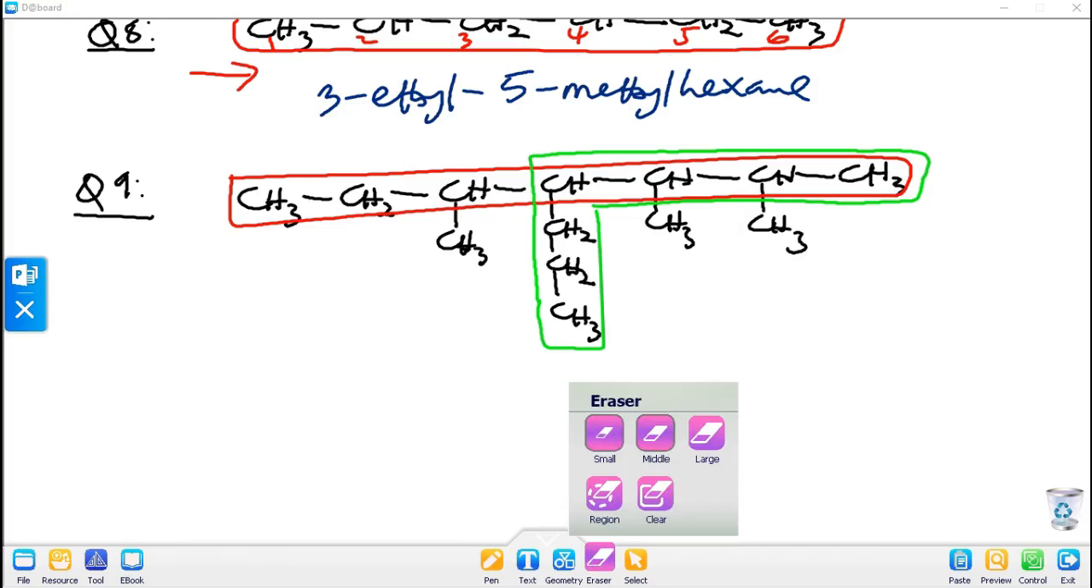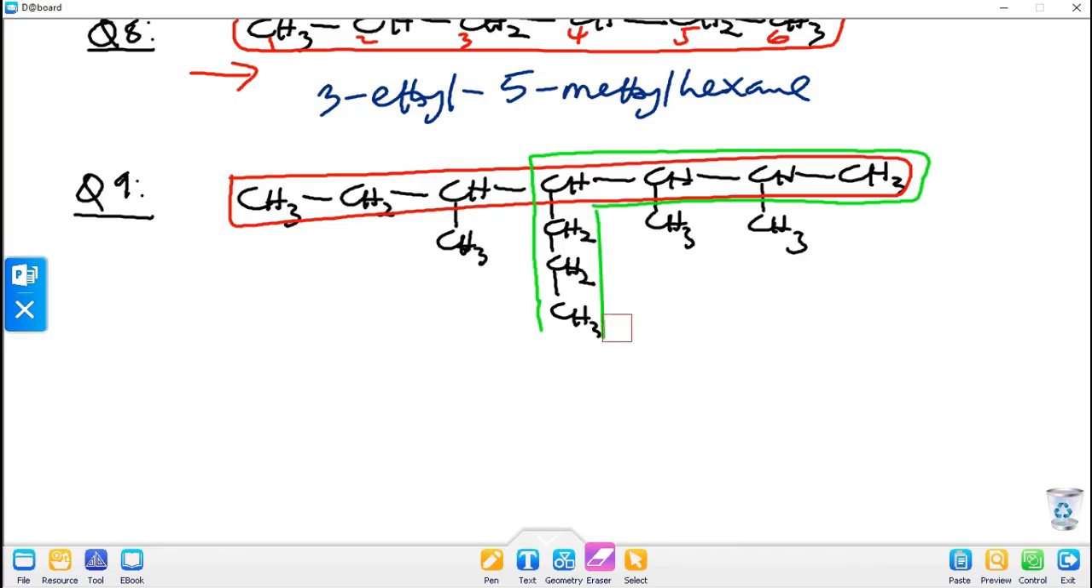If we choose to go with the straight chain, let's carefully erase what we have here so that it's clear. For students who choose to go this way, always remember that if you count straight and you count any other way, and it gives you the same thing, please always settle with the straight chain. Let's just leave it at that so that we can proceed.